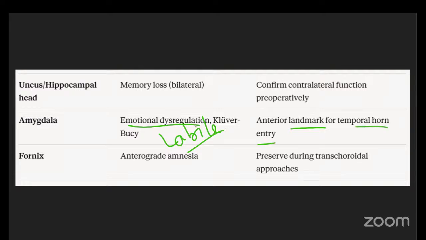Then we have fornix. If the fornix is damaged, this means the patient is going to have anterograde amnesia. What do we mean by anterograde amnesia? We mean that the patient will not be able to form any new memories, and you need to preserve it during the transchoroidal approaches. There it is.